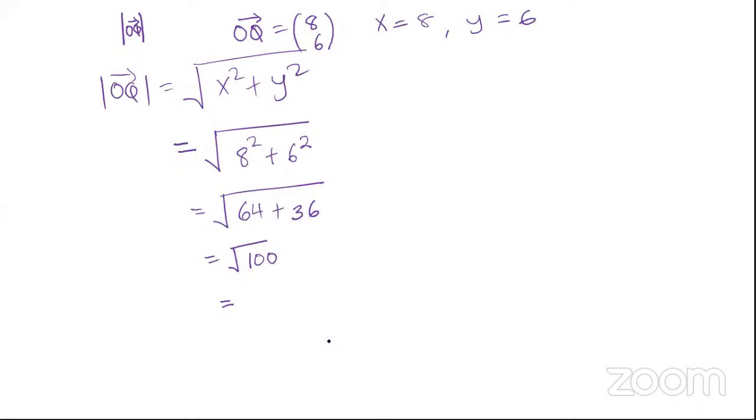People already got it, it is 10. So therefore, the magnitude of OQ is equal to 10. You can call it 10 units. Sometimes you can put it in that given form, 10 units. Okay? That is our magnitude. That's the magnitude that we are required to find.